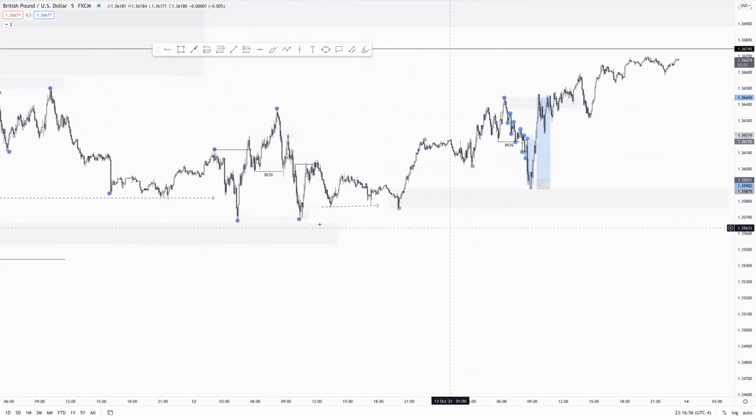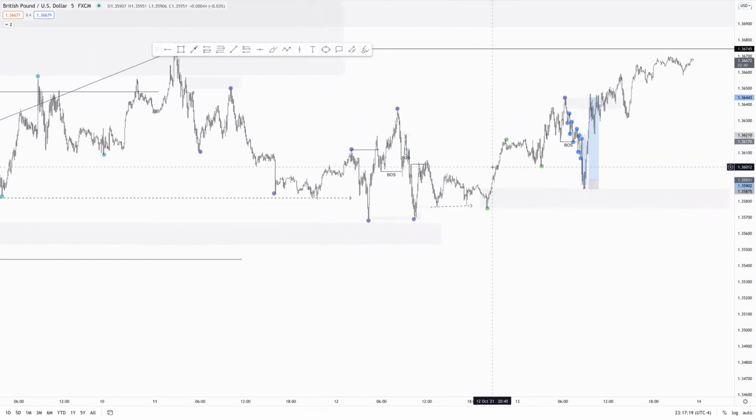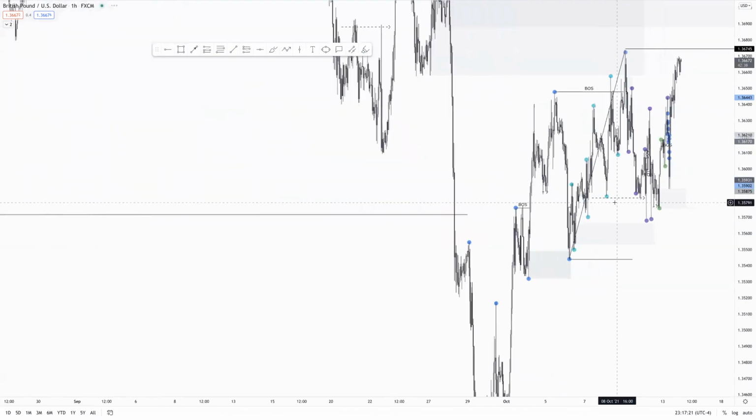And again, notice we entered here off of this mitigation, right down in here. We entered off the mitigation of here, push up, mitigate. Now this is the overall mitigation of the mitigation of this. So the mitigation of this is, this mitigated the mitigation of this. Swept lows, super clean hourly candle.